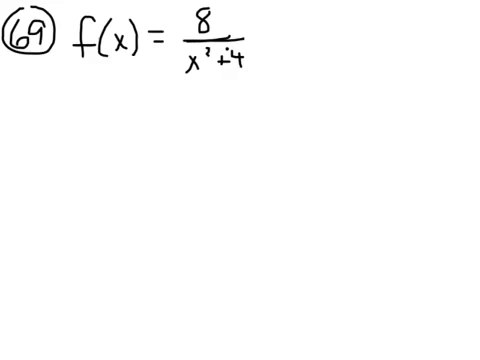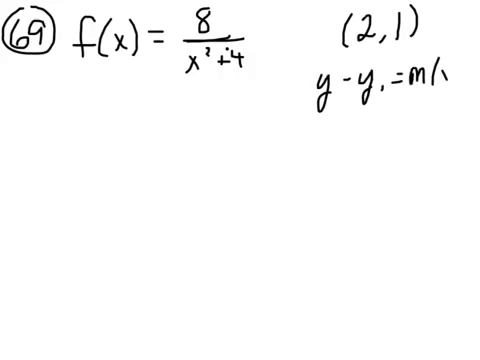Okay, so it's 8 over x squared plus 4, and the point of tangency they want is (2, 1). Now, if they want an equation of a line tangent to this function at that point, I know that I'm going to need to write the equation of a line, and I can already see because they gave me a point, it's not the y-intercept form that we're going to need.